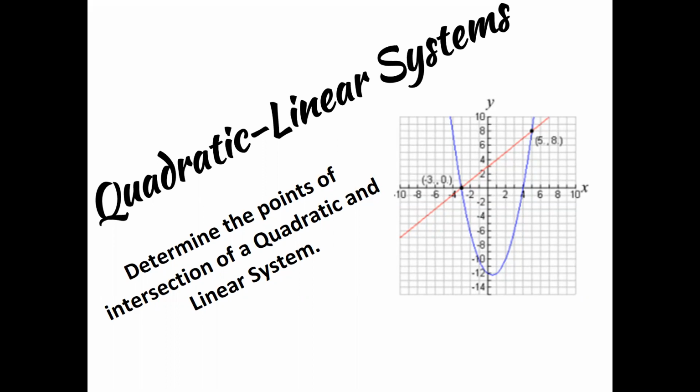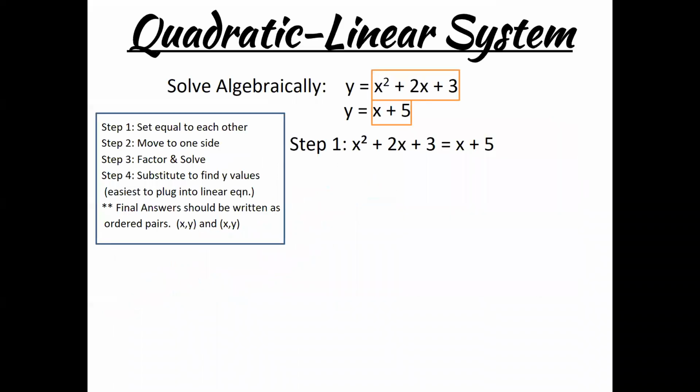Keep in mind those two are going to be ordered pairs. So if you look here, your two solutions would be (5, 8) and (-3, 0), the two ordered pairs where they cross each other.